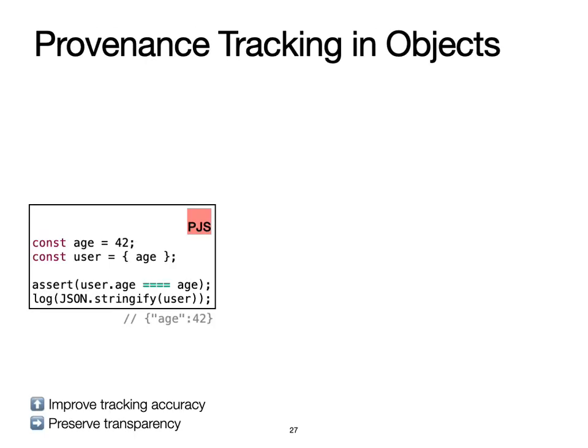I now want to focus on the presence of handles within objects. The goal is to improve tracking accuracy while remaining transparent. The program that requires provenance tracking creates a user. Then it ensures that the provenance of the age of the user is preserved. And finally, it logs the serialization of the user.